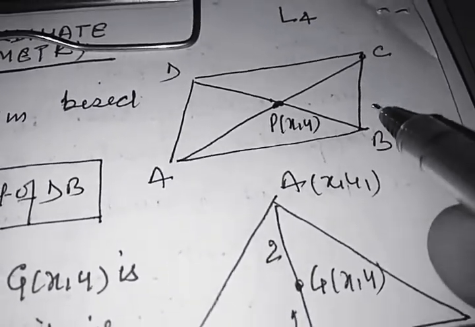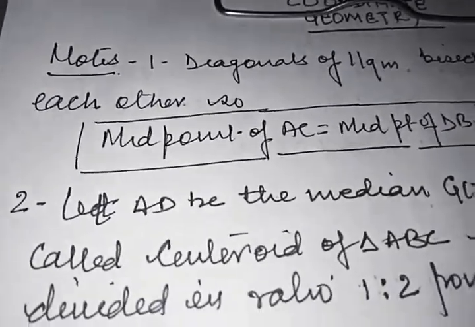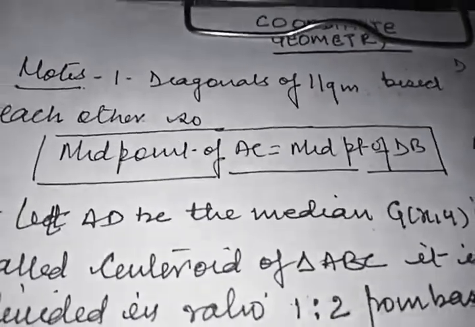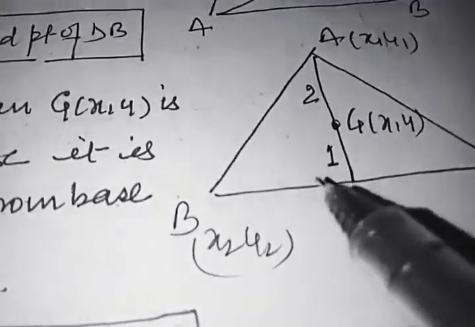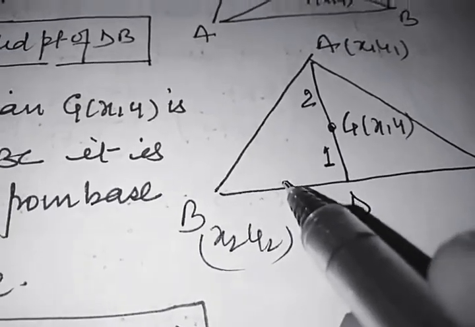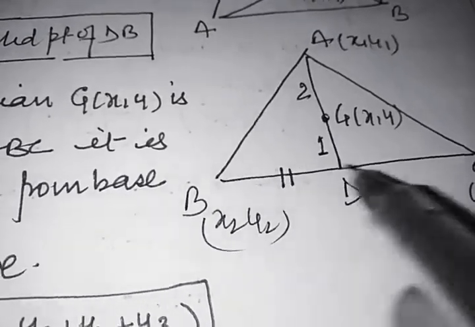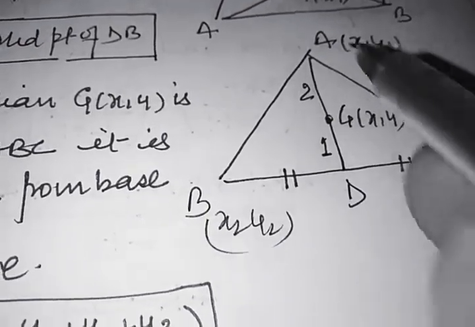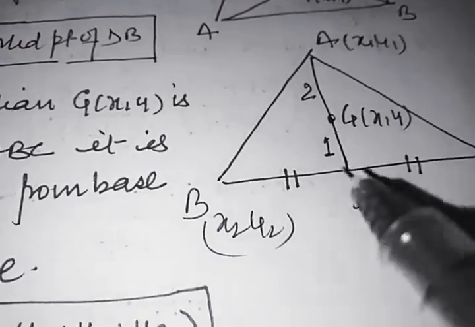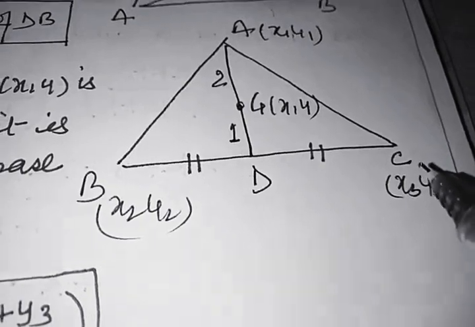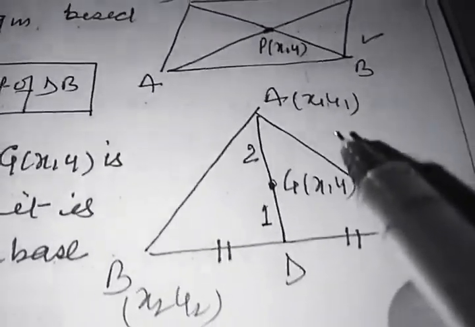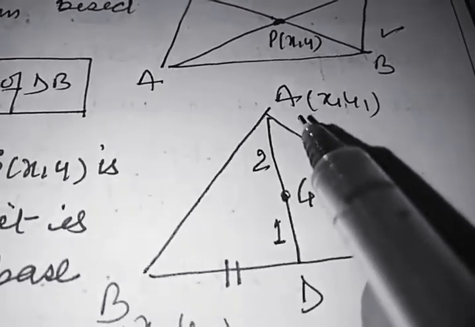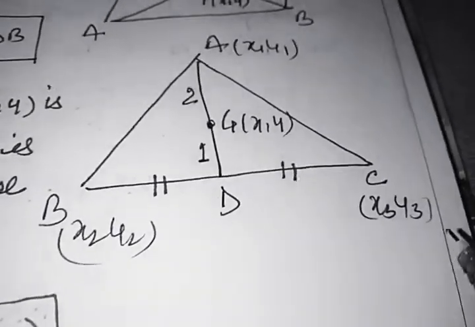Just remember, questions will be asked on this topic. And then the next one. If AD is the median, what does a median do? It divides the side into two equal parts. So if AD is the median, then BD will be equal to DC, and D will be the midpoint of BC. Suppose we have been given the vertices A(x1, y1), B(x2, y2), C(x3, y3).